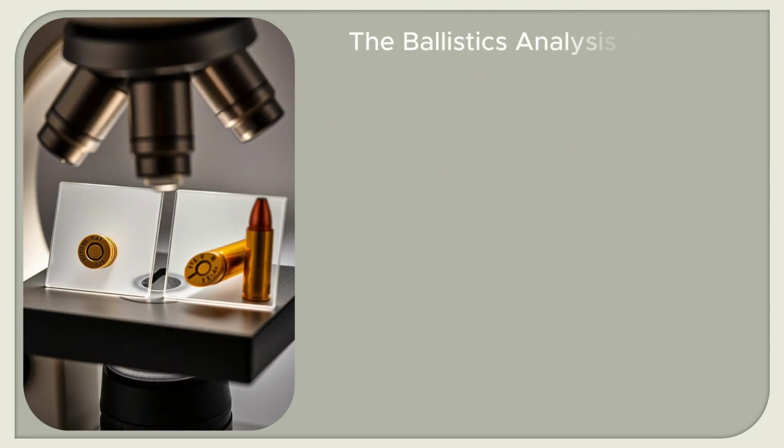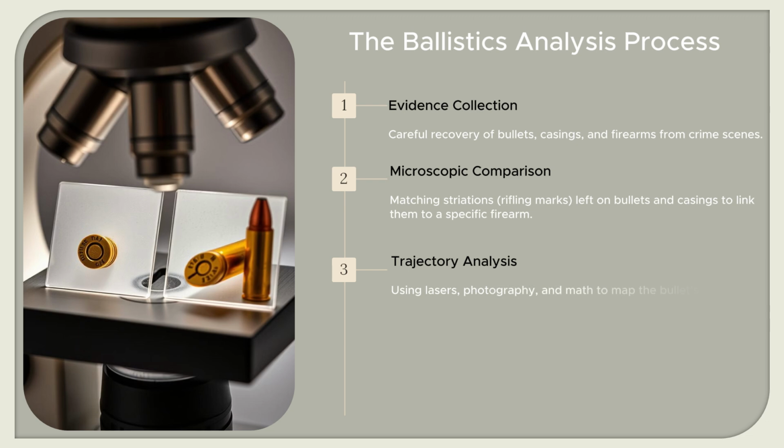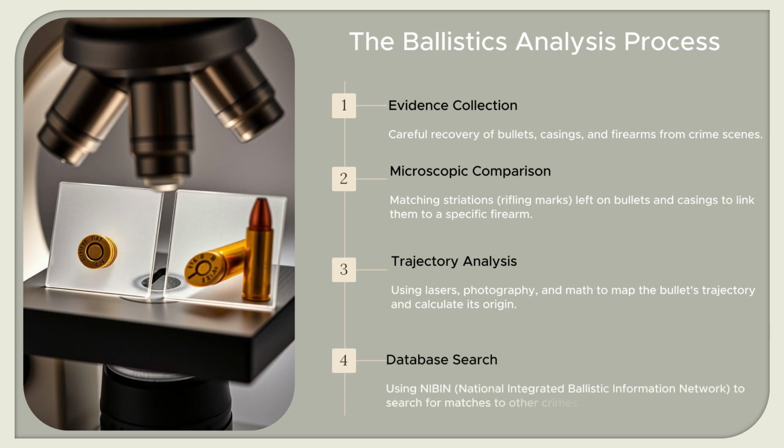The ballistics analysis process. Evidence collection: careful recovery of bullets, casings, and firearms from crime scenes. Microscopic comparison: matching striations, rifling marks, left on bullets and casings to link them to a specific firearm. Trajectory analysis: using lasers, photography, and math to map the bullet's trajectory and calculate its origin. Database search: using NIBIN, National Integrated Ballistic Information Network, to search for matches to other crimes.